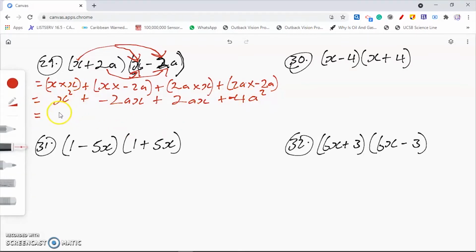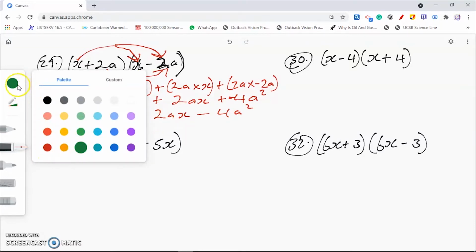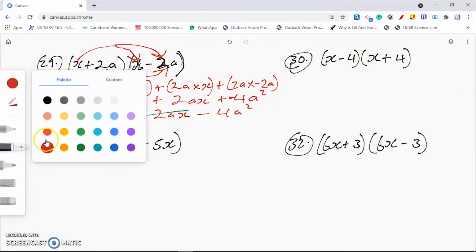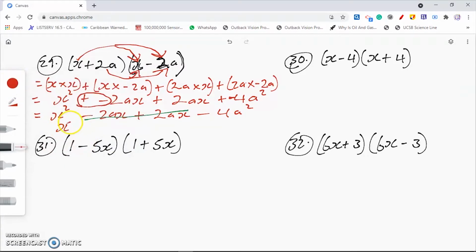And then we would get x squared, minus 2ax plus 2ax, minus 4a squared, because this times this is negative. Now negative 2ax plus 2ax is 0, so this cancels off, and we will be left with x squared minus 4a squared, and that's our answer there.